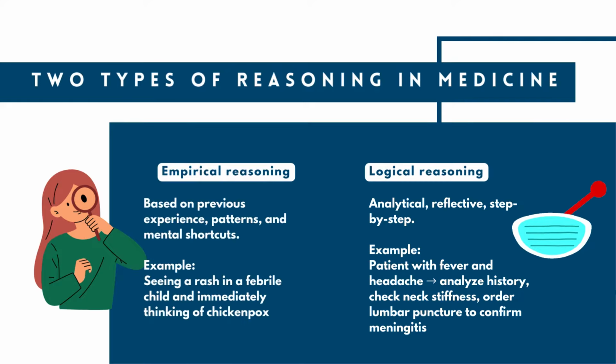In clinical practice, we use two ways of reasoning. The first is empirical reasoning: fast, intuitive, based on experience. For example, a child with fever and rash, we immediately think of chickenpox. The second is logical reasoning: more analytical, step by step. For example, a patient with fever and headache, we analyze the history, check for neck stiffness, and order a lumbar puncture to confirm meningitis.